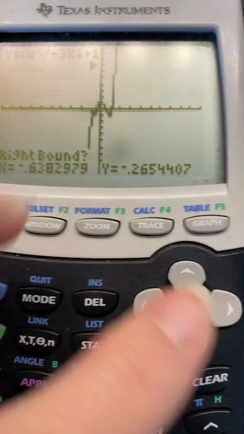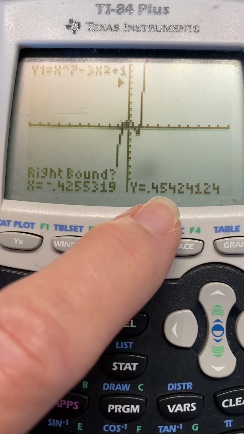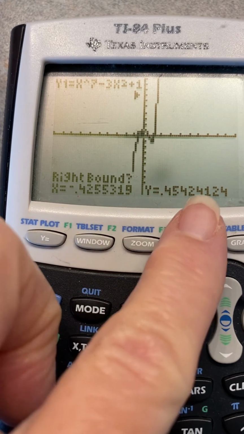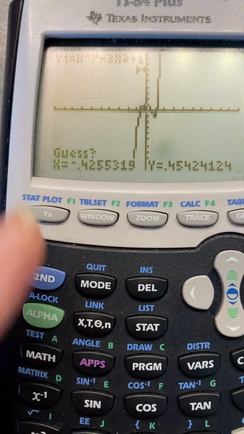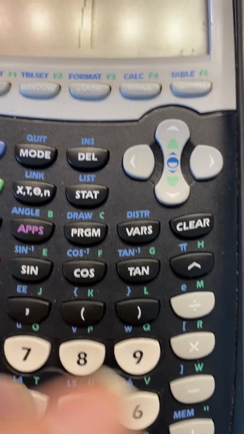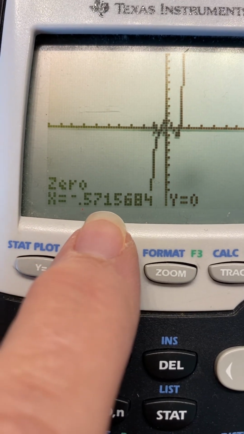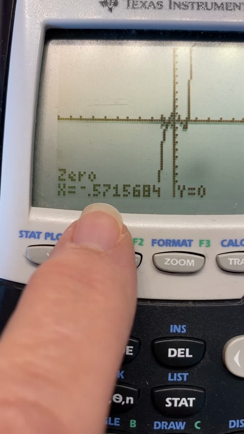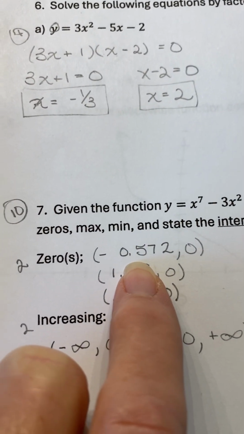And then now it says right bound, and I'm going to scooch over there. See, I'm on the right side of the 0 because as the curve is going this way, the right side would be a positive y. So I'm going to press enter. And when your calculator says guess, you just press enter one more time. And then we get the first 0. Now we need to be able to round that off to 3 decimal places. So negative 0.5715 would round to negative 0.572. So that's the first answer there.